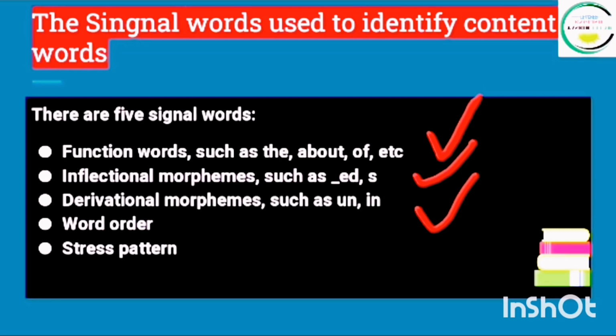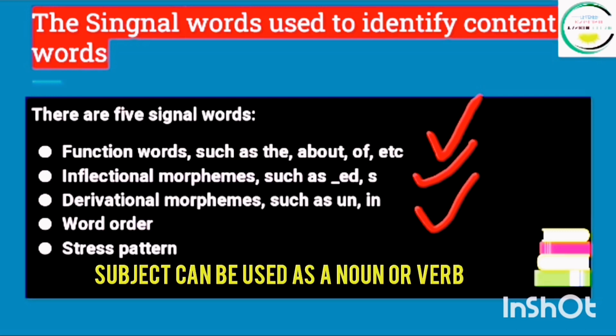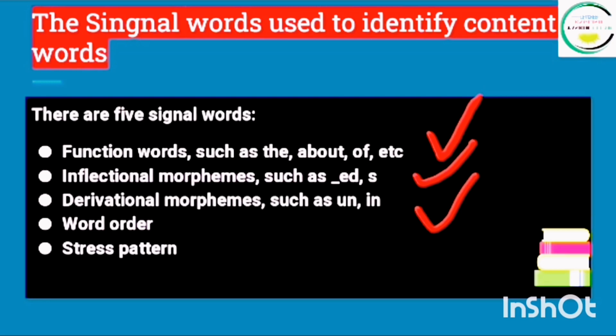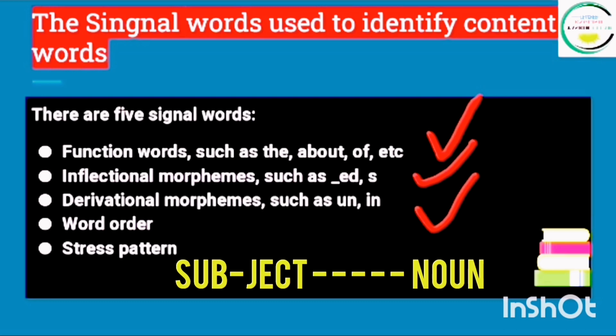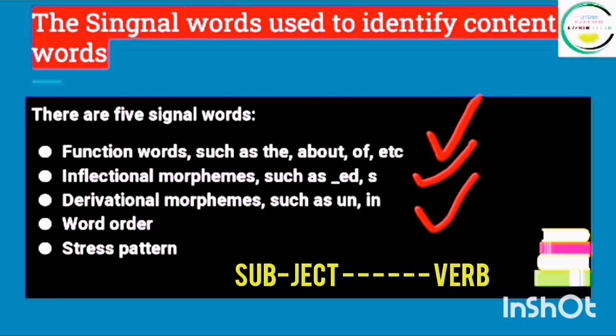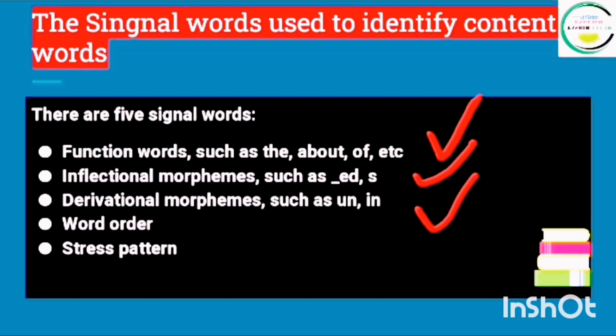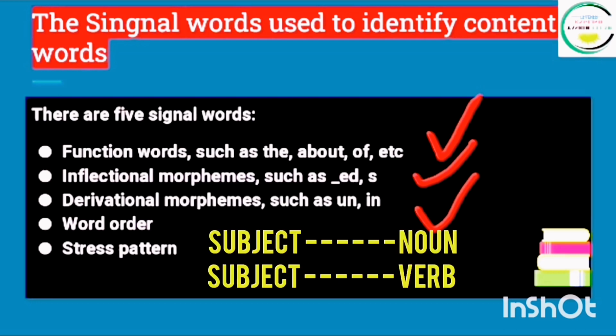And the last signal word is stress pattern. We may use stress pattern to identify content words in a sentence. For example, subject. There are two syllables in the word. If we put the stress on the first syllable, sub, it becomes the noun subject. But if we put the stress on the second syllable, ject, it becomes the verb subject. Subject is a noun and subject is a verb.